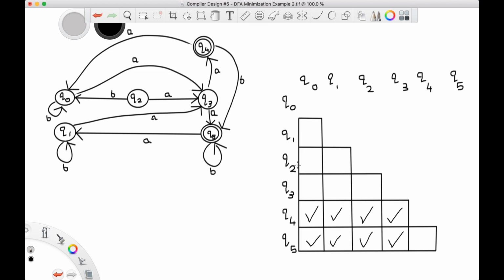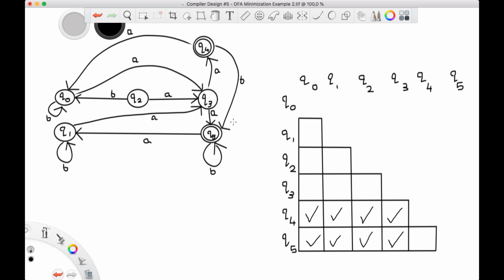What about Q0, Q2? Well, once again, an A from both of these leads to Q3, and a B from both of these leads to Q0. So a B from Q2 goes to Q0, a B from Q0 goes to Q0, it goes back to itself. So this doesn't need to be ticked either.